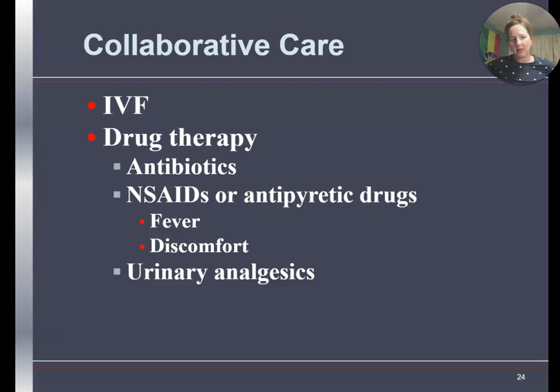And then, of course, NSAIDs or antipyretic drugs. We already talked about Tylenol or acetaminophen. You might be giving naproxen or ibuprofen, probably not aspirin. Those are more for our cardiac patients. But keep an eye on those fevers, keep an eye on that discomfort. And then urinary analgesics. I don't know if you guys know about AZO, phenazopyridine, or pyridium. Forget how to say it right now. You want to give them those.